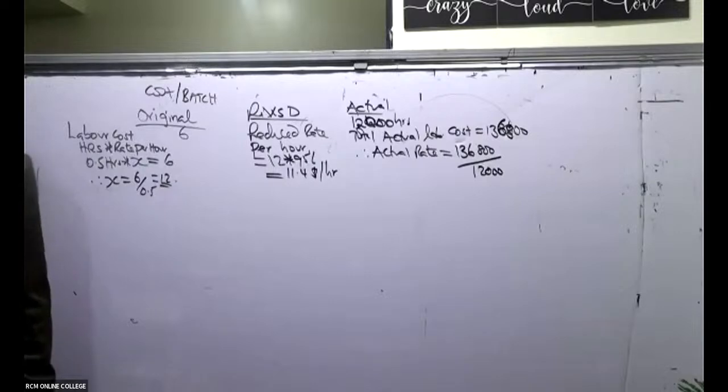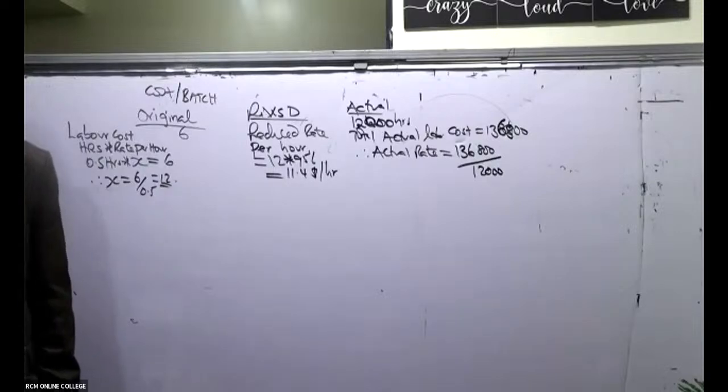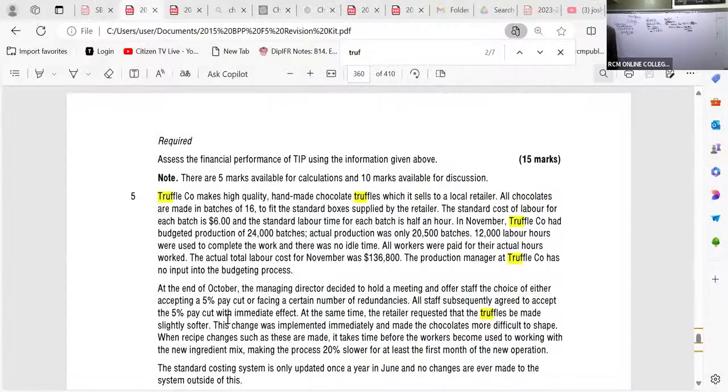And what else are they telling us, ladies and gentlemen? At the same time, the retailer requested that the truffles be made slightly softer. It's like the queen cakes. This change was implemented immediately and made the chocolates more difficult to shape. When recipe changes such as these are made, it takes time before the workers become used to working with the new ingredients mix, making the process 20% slower for at least the first month of the new operation.